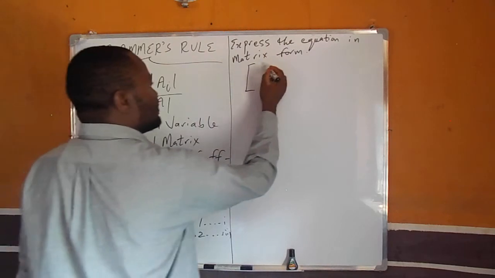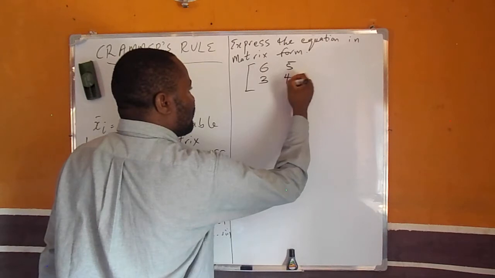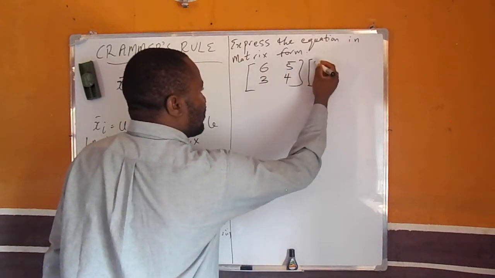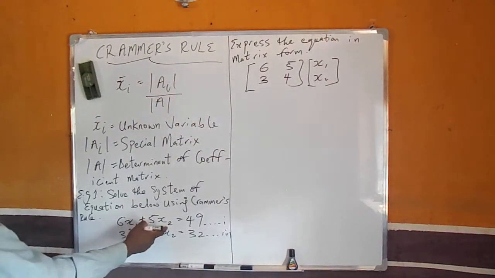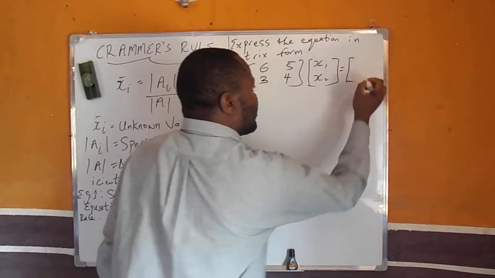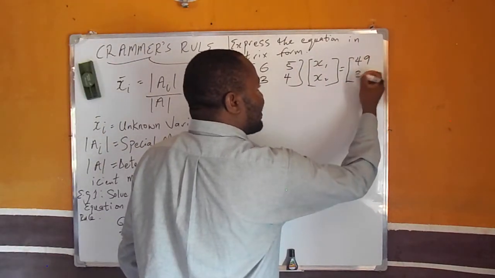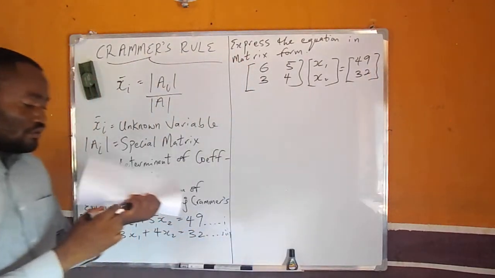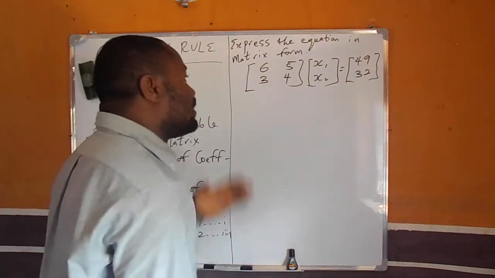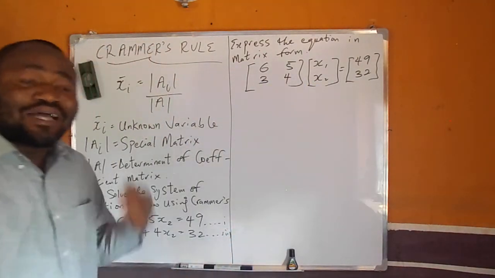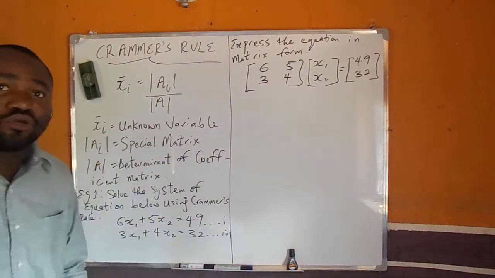Expressing the equation in matrix form gives us 6, 3, 5, 4, times x1, x2, equals 49 and 32. Now we want to look for the determinant of x1, the determinant of x2, and the determinant of A, before we can proceed to get what our x1 and x2 are.